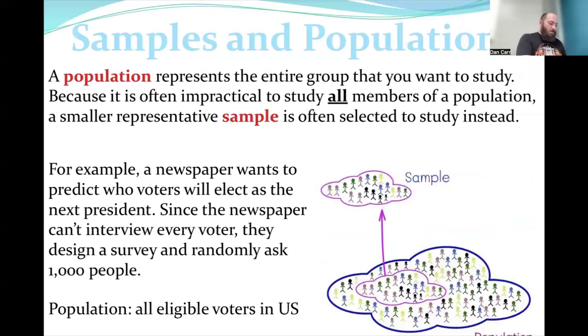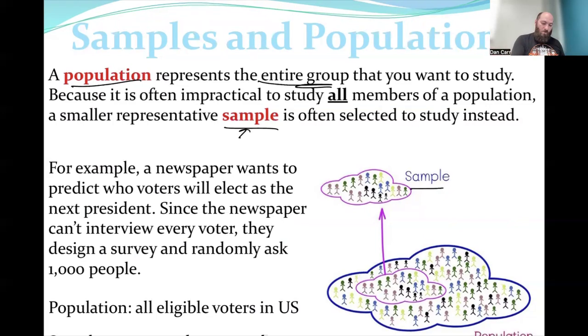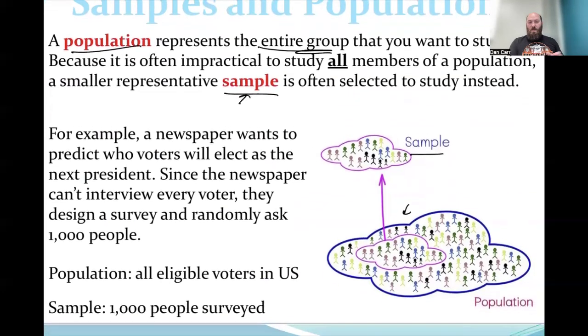Some more key vocabs would be population and sample. A population represents the entire group that you want to study. So, for example, if we're looking at the entire school and we want to analyze what's going on with the entire school, we're going to pull a sample from that. We can't really study everybody in a population, especially if it's a very large population. So the idea is that we pull a sample out of the entire population so that we can get a feel for what the entire group is like.